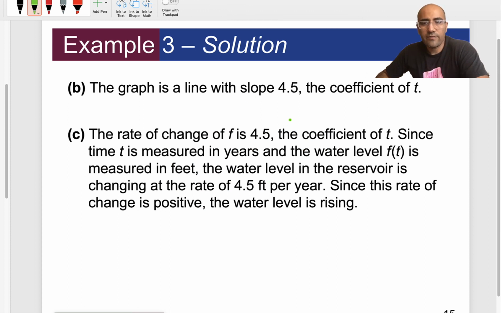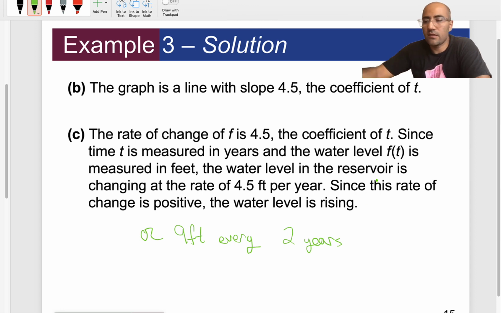So the rate of change is 4.5, the coefficient of t, since the time t is measured in years and the water level is measured in feet. Then the water level at the reservoir is changing at a rate of 4.5 feet per year. Right? Or we can change it. It's nice to leave it as a per year statement. So if you want to leave the decimal 4.5 feet per year, that sounds like something we can manage. Or we can change it into 9 feet per 2 years, or 9 feet every 2 years would be the other way of describing the same thing. Since the rate of change is positive, it means that the reservoir is rising.